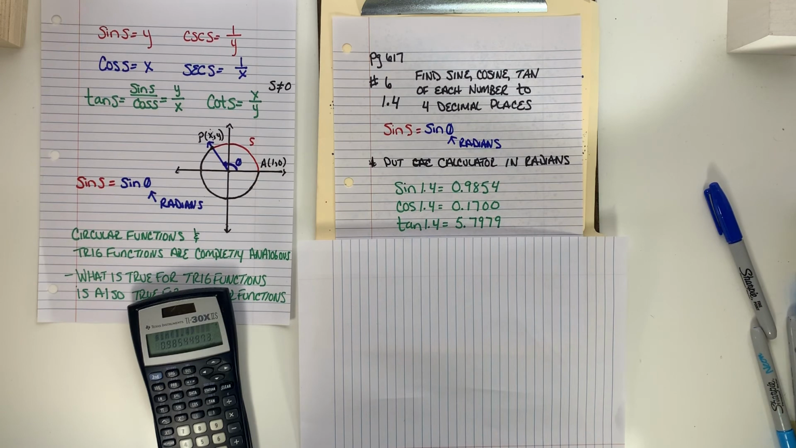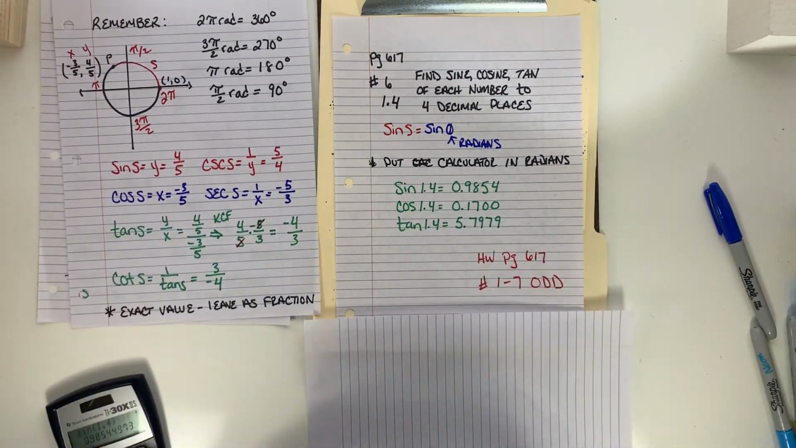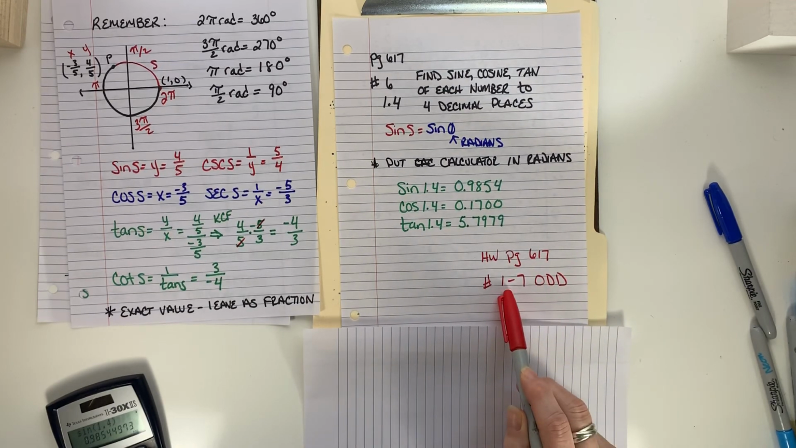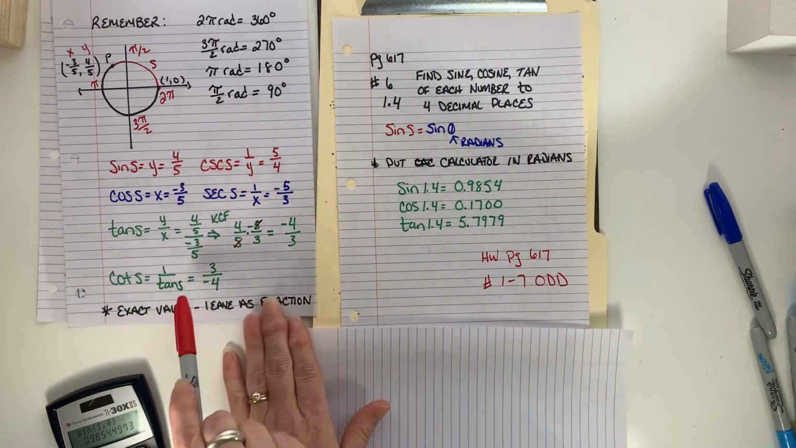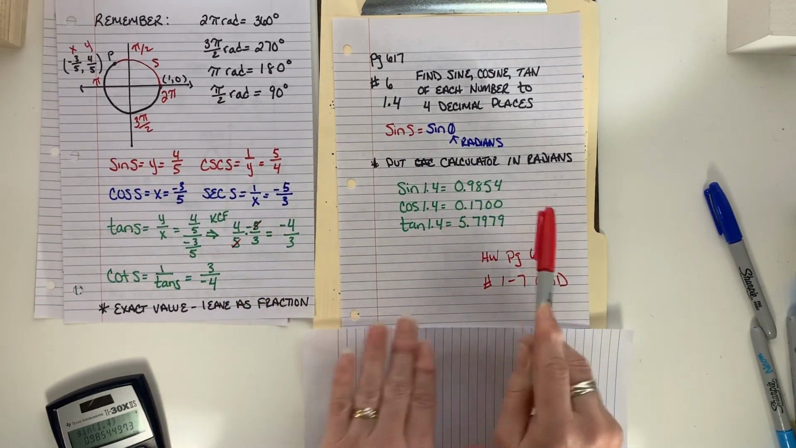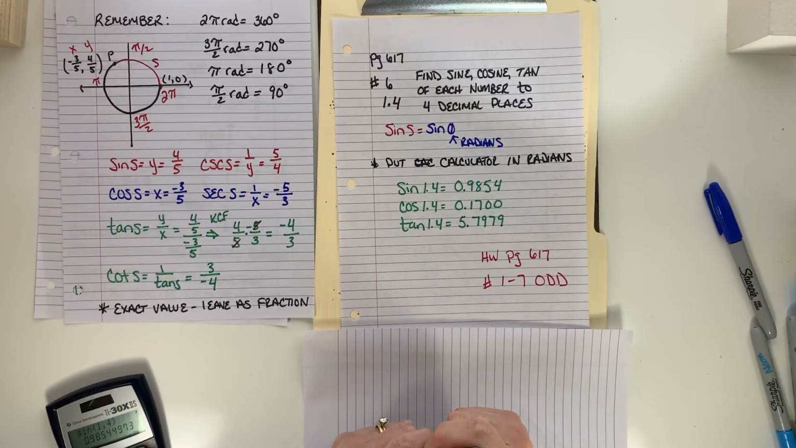So your homework is going to have problems, so don't read too much into this. Just try your best to understand circular functions. It's our first look at it, and hopefully it'll give you a little bit of a better understanding for when you guys see it in pre-calc, okay? So the homework is going to give you problems, page 617, 1 to 7 odd, okay? There's going to be some problems like this where we need to find the exact value, and there's going to be some problems like this where we need to round to 4 decimal places.